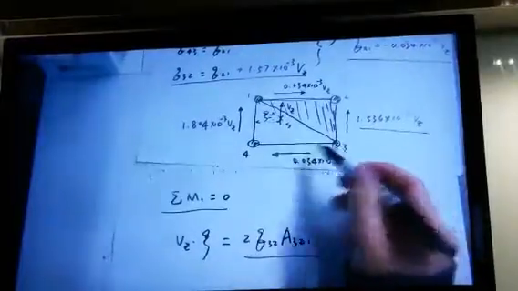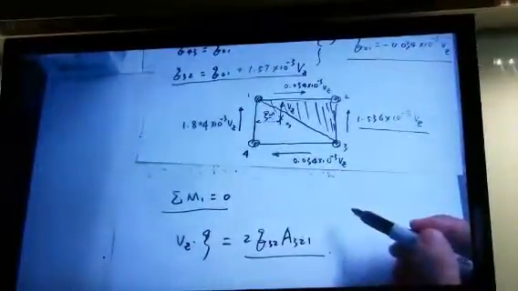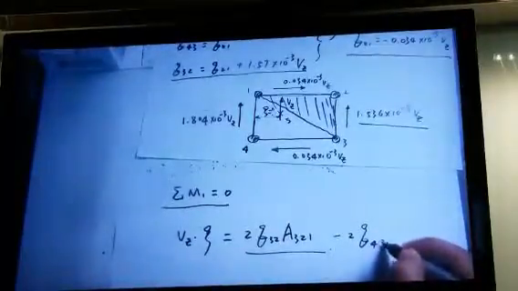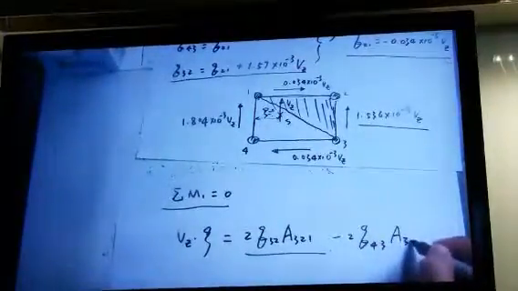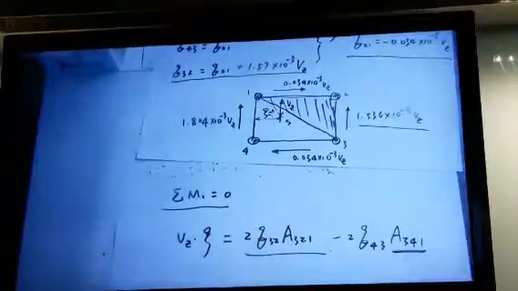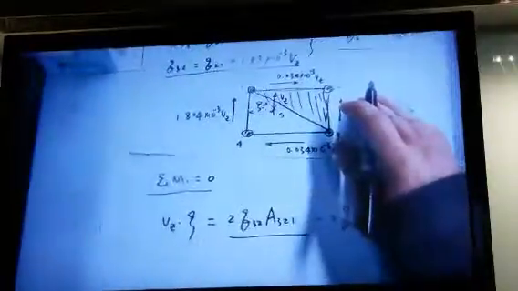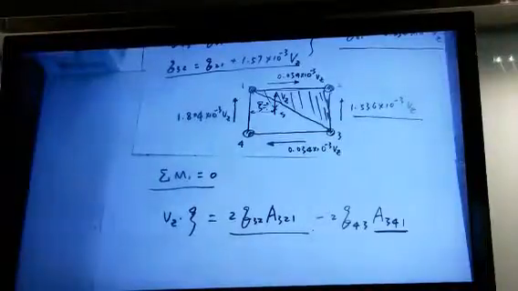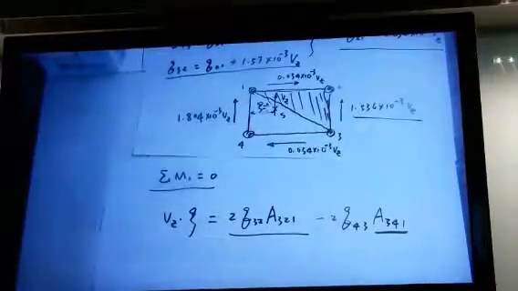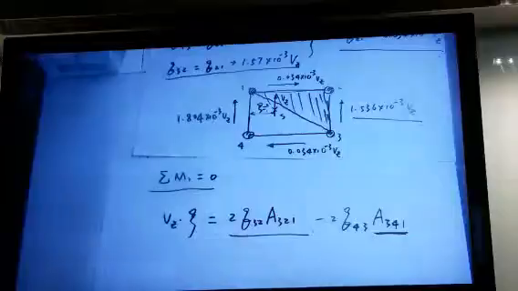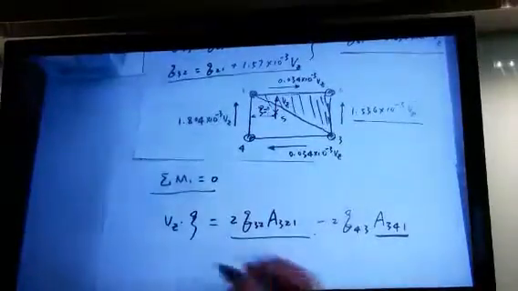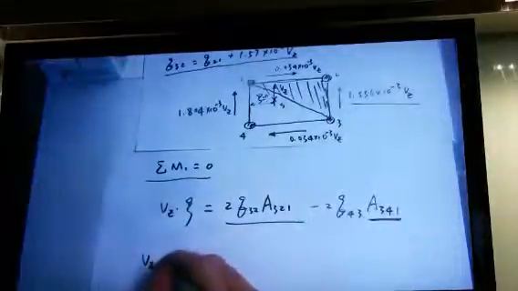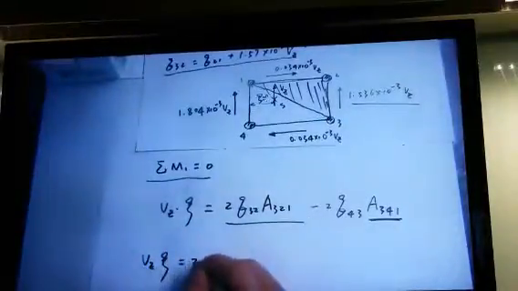And then this one, 3, 4, is negative, is clockwise. So minus Q34 times A341. This is another area. Actually, when we look at the area, these two areas are the same. This is just 1/2 of this rectangular area. But these two shear flows are different, right? Q32 and Q43 are different. So it becomes Vz times C equals to 2.